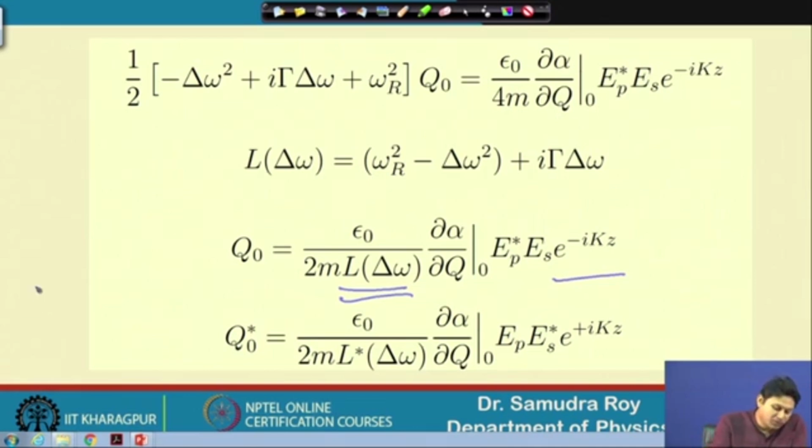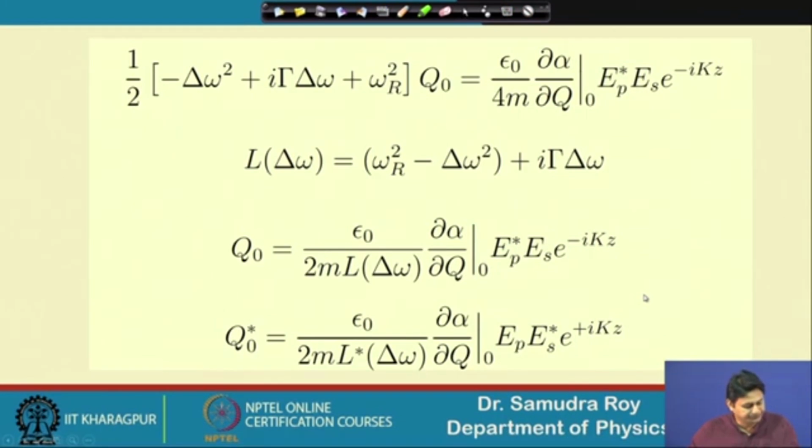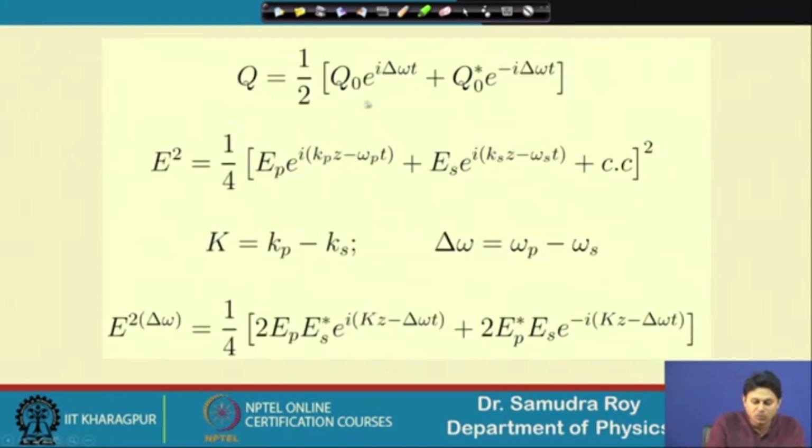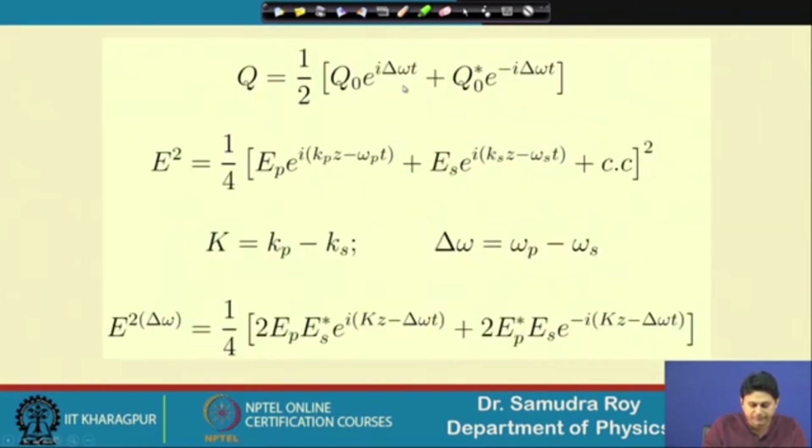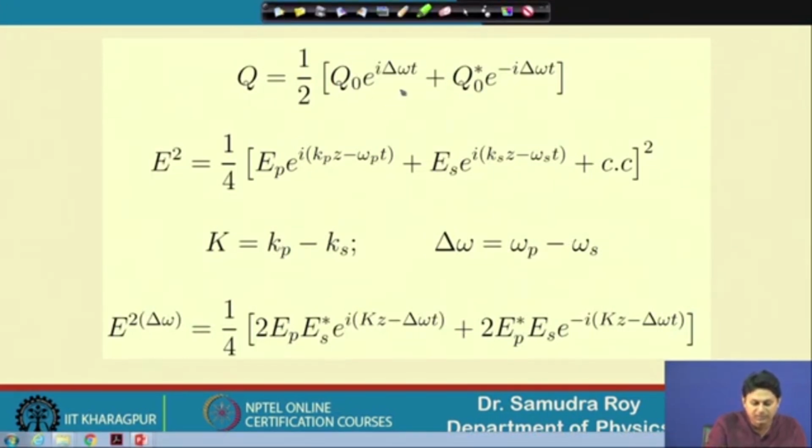When I write q0, mind it, when I write q, one thing I should note here. So, q is written here, the frequency component of plus delta omega t. Here the frequency component is minus delta omega t, but this is plus delta omega t.